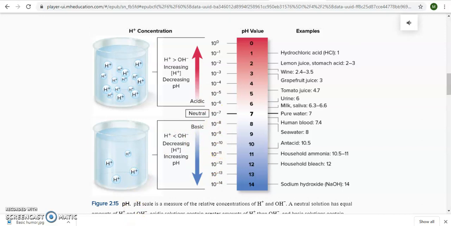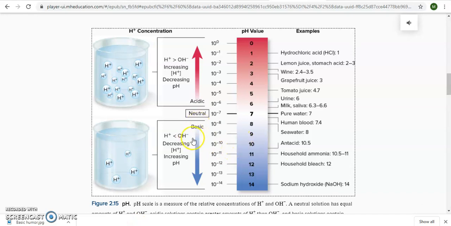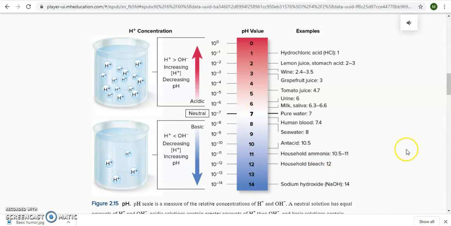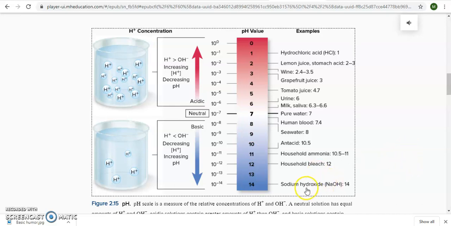So if we have a basic solution, if we add something like sodium hydroxide to water, you get the dissociation of sodium from hydroxide, and then the hydroxide starts to bind and form bonds with the hydrogen ions. That decreases the amount of free hydrogen ions, because they're now bound. So we have a decreasing amount of hydrogen ions, but the pH increases. We get a solution that has more hydroxide ions than hydrogen ions. This number will be anywhere from 7.1 to 14 in that case. And you can see sodium hydroxide is down here.